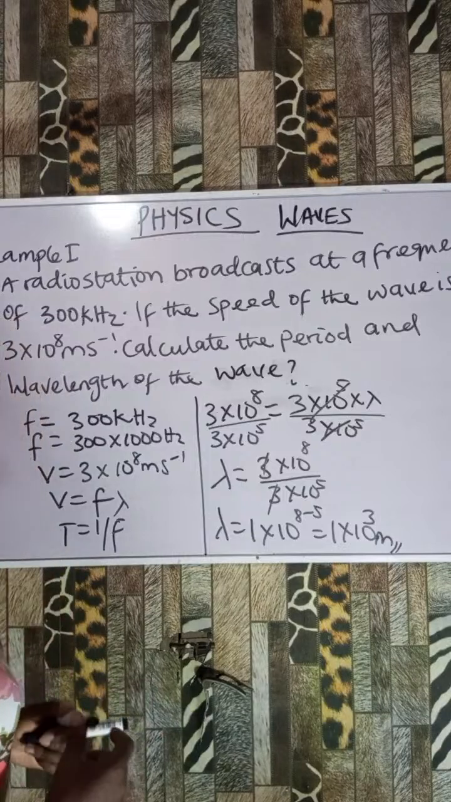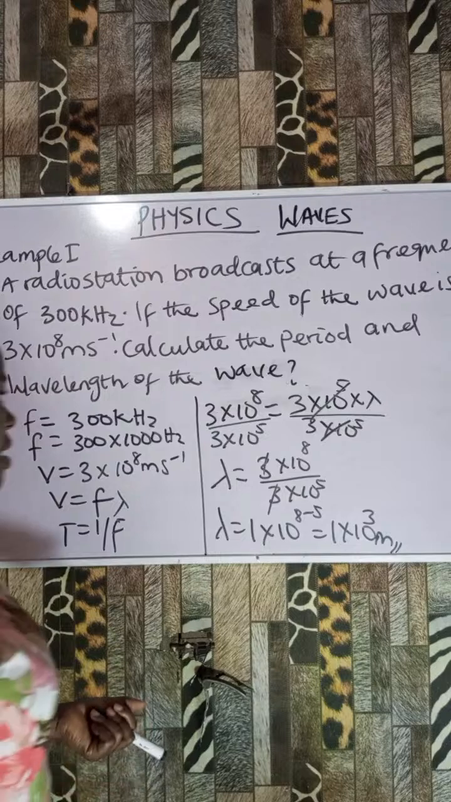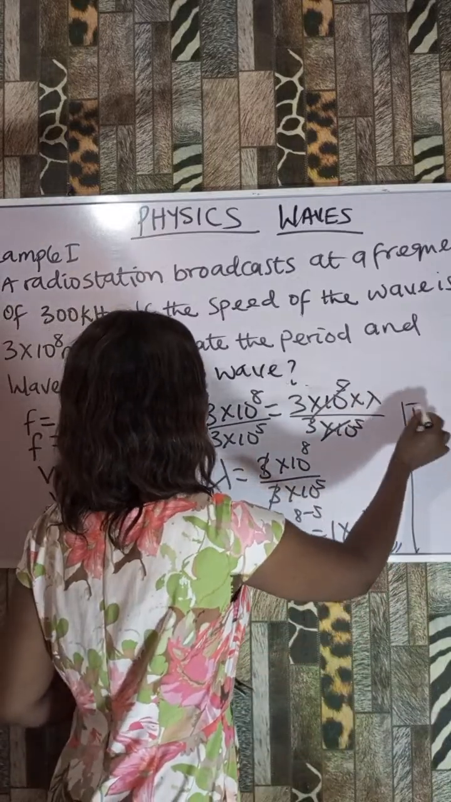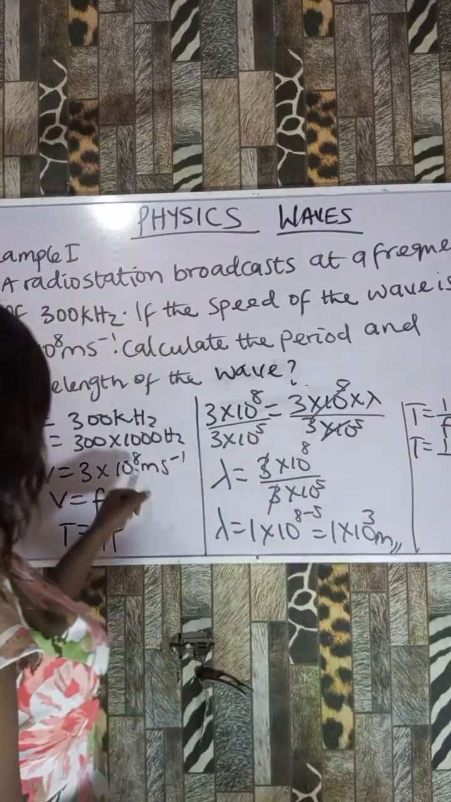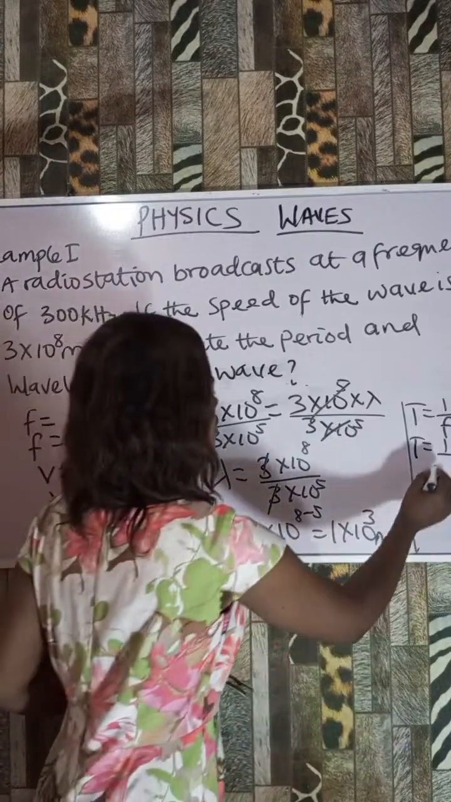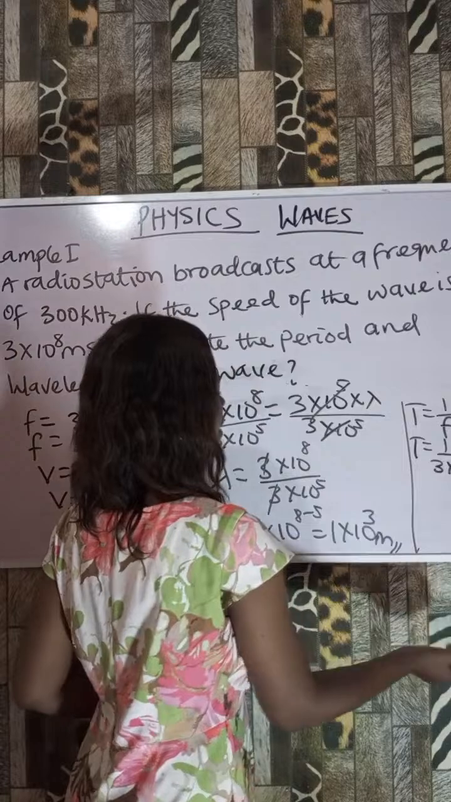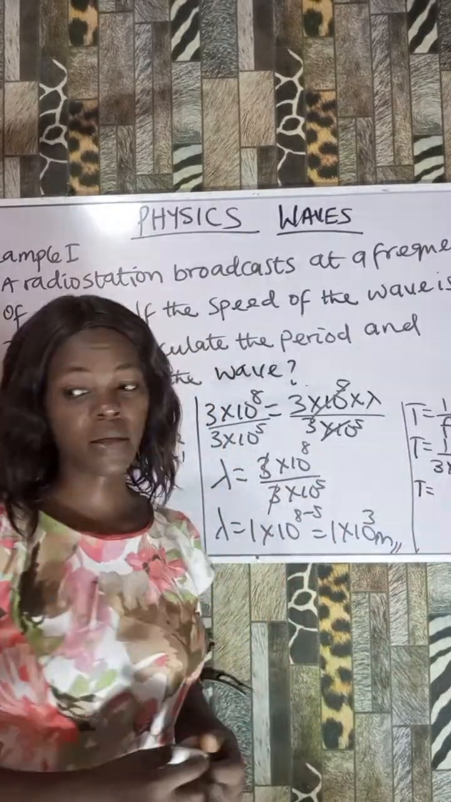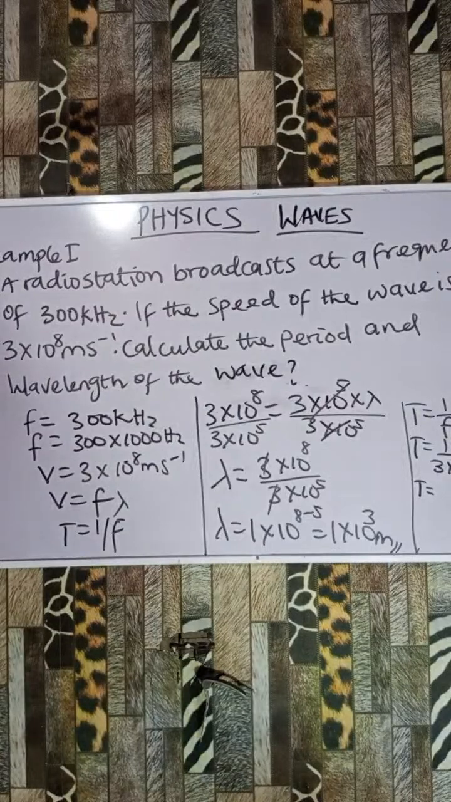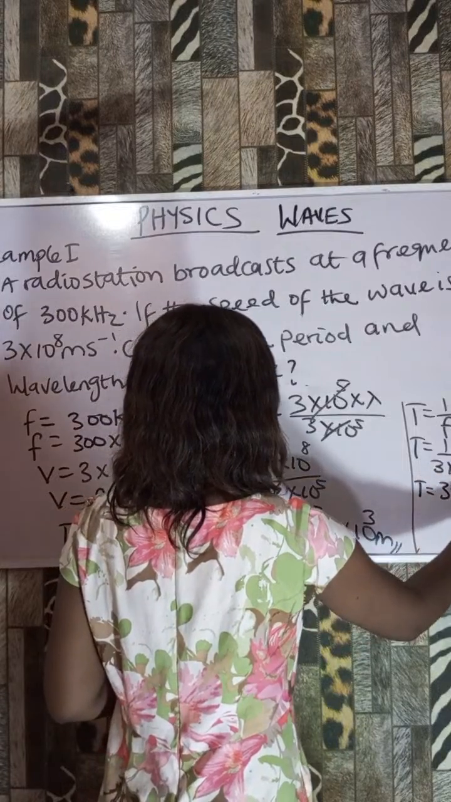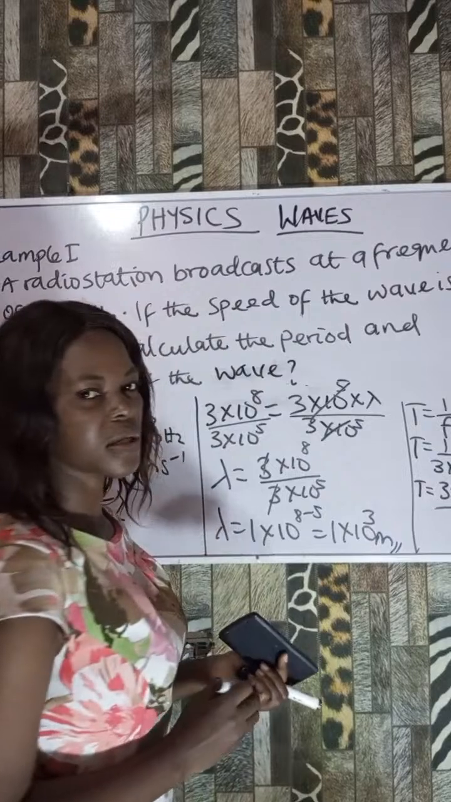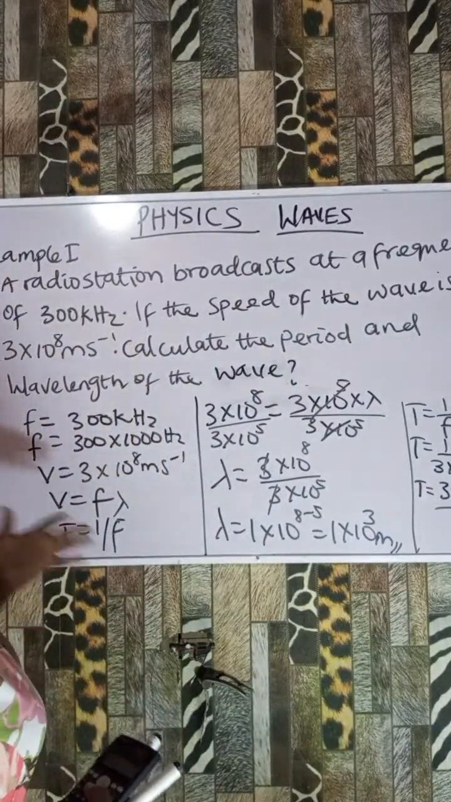All right, so coming to the period, remember that period is the inverse of frequency. Simply, we are going to say that T is equal to 1 over F. That is 1 over 3 times 10 raised to the power 5. Now we can use our calculator to do that, right? So I'm going to have 3.3 times 10 raised to the power minus 6 seconds. Do you understand? So this is how we can solve such problems concerning waves. So put it down, let's proceed.